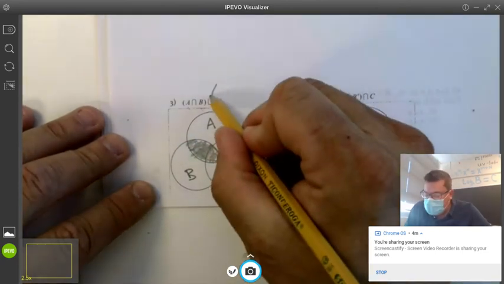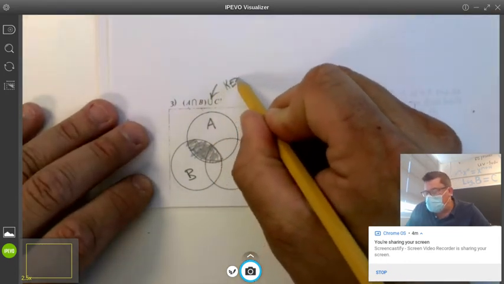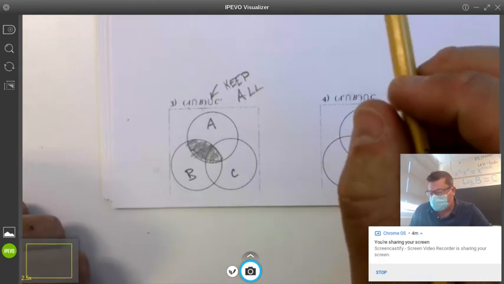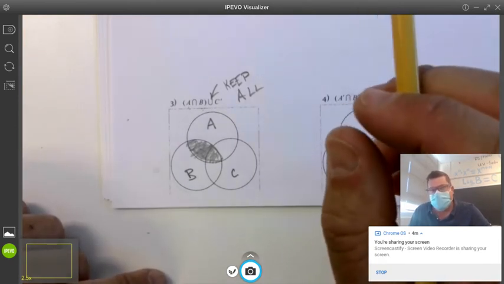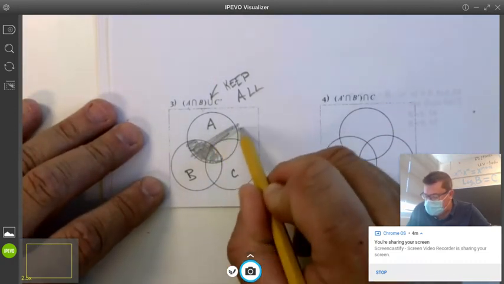Then we get to union that. I love that because that means keep it all. With not C. So shade everything that's not in circle C. So here we go. Shading things that are not in circle C.